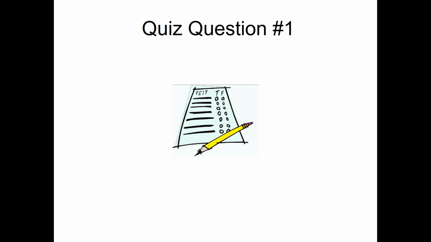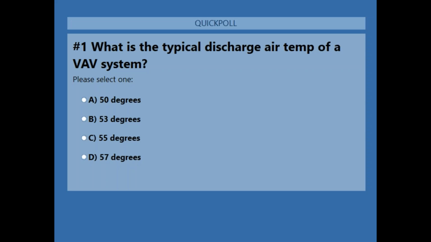So question number 1, what is the typical discharge air temp of a VAV system? 50 degrees, 53 degrees, 55 degrees, or 57? If you are not able to click on the answer in the poll, it may be because you're in full screen view. So you may have to, on your GoToWebinar view, just go back, click on it, or hit escape so you don't go to full screen view, and then you'll be able to click on the poll questions.